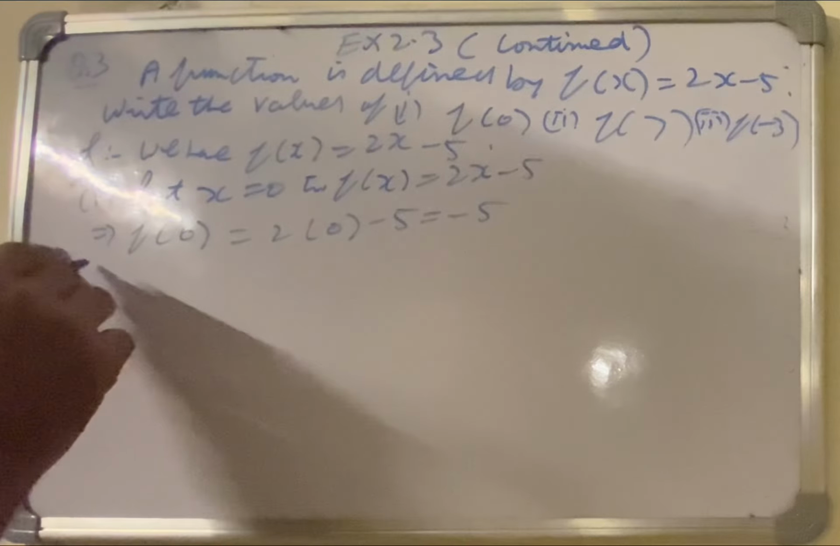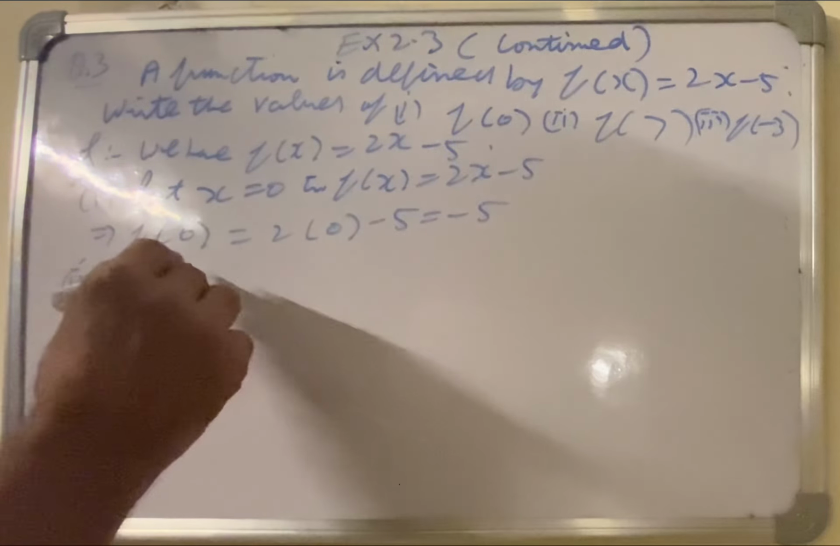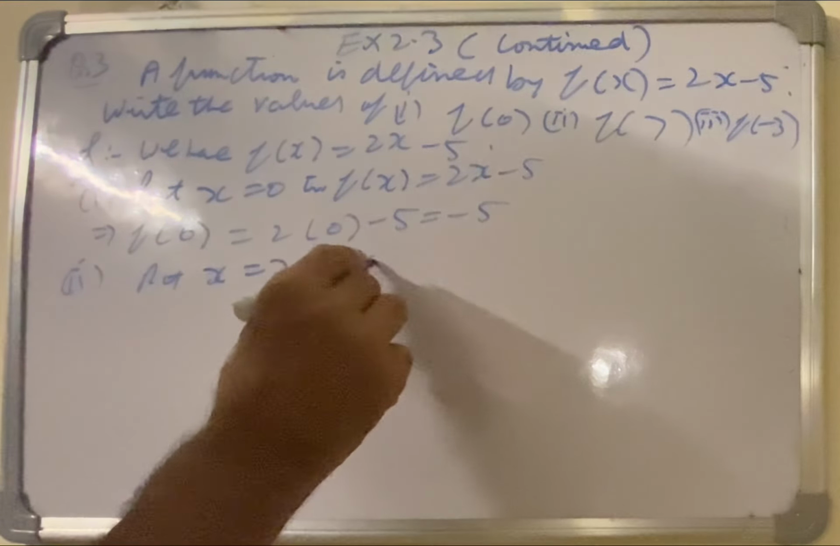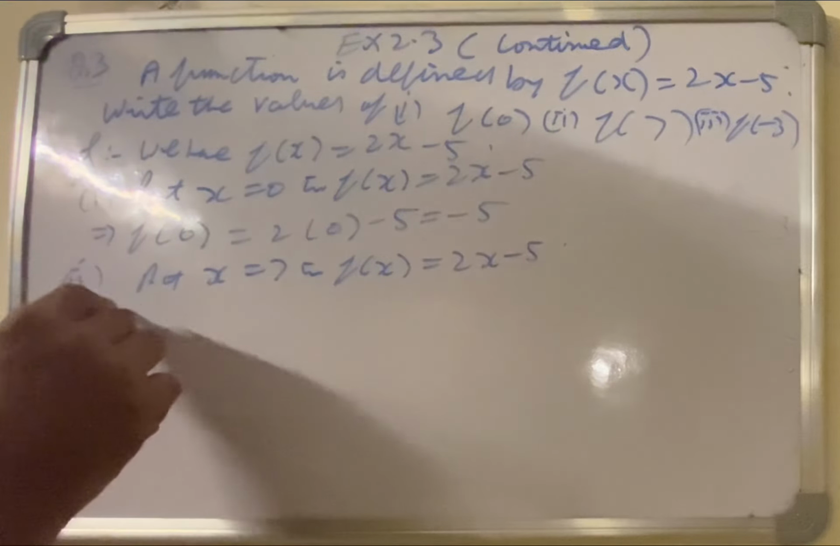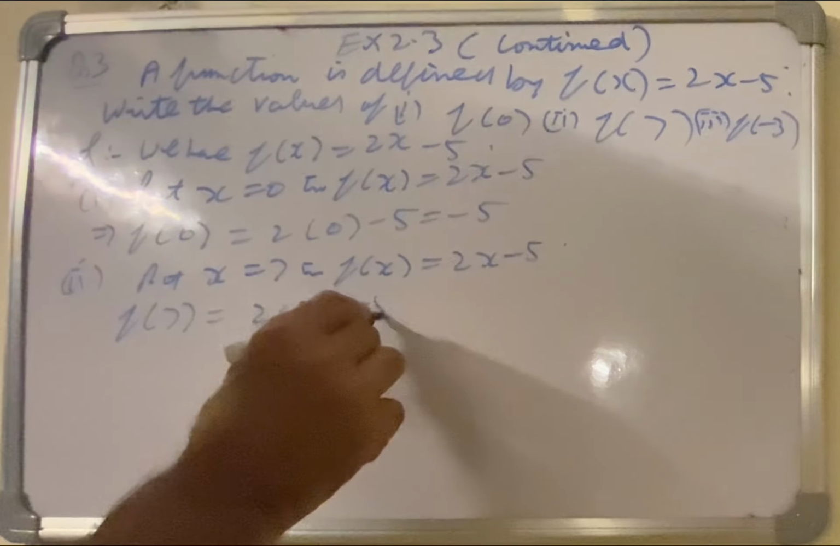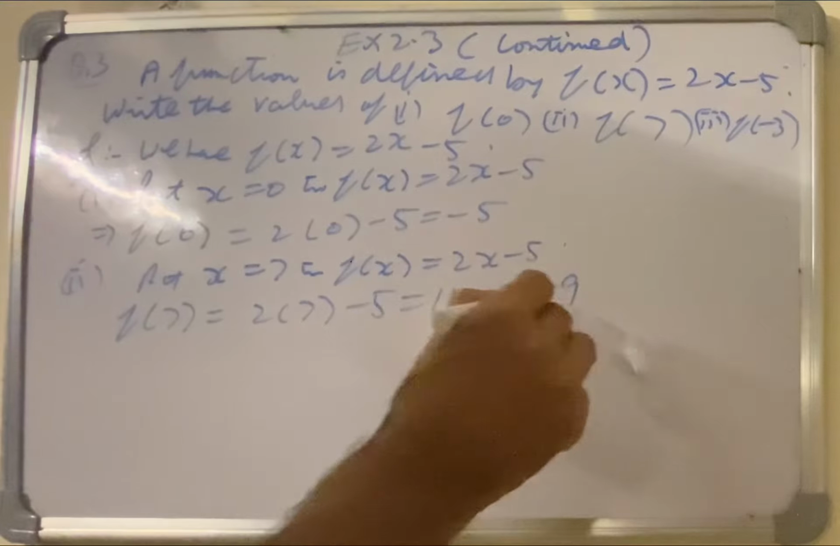Second part, put x is equal to 7. In this, f(x) is equal to 2x minus 5. So we get f(7) is equal to 2 into 7 minus 5, 14 minus 5 is equal to 9.